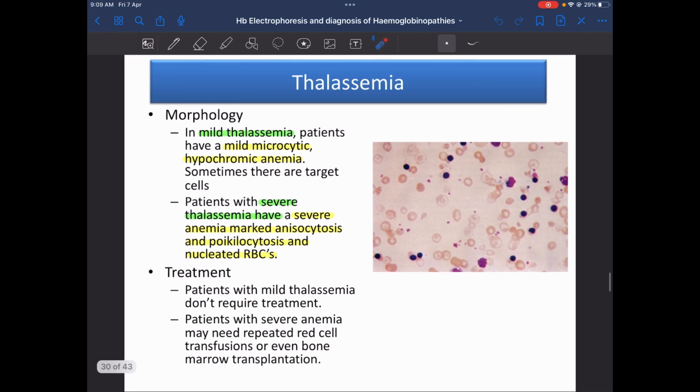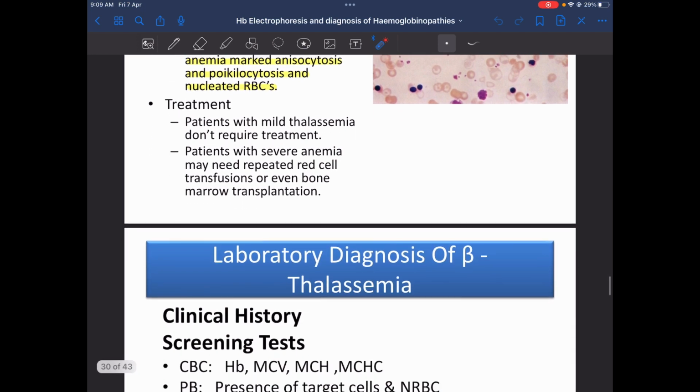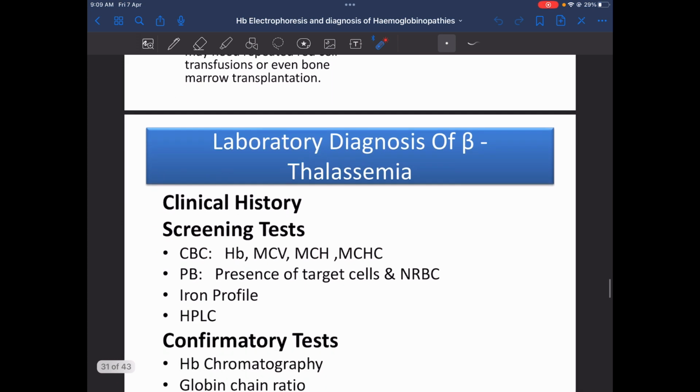In terms of treatment, patients with mild thalassemia, because the symptoms are so mild, don't really need treatment. But with severe anemia, they're going to need transfusions for sure, because their blood is getting hemolyzed. If the case is bad enough, you might even need a bone marrow transplant.